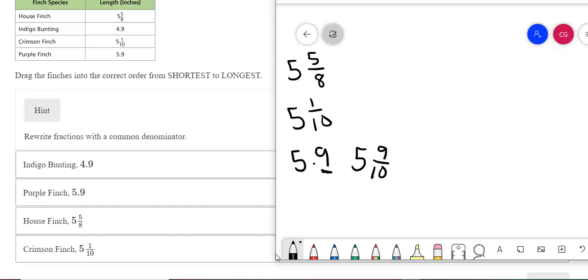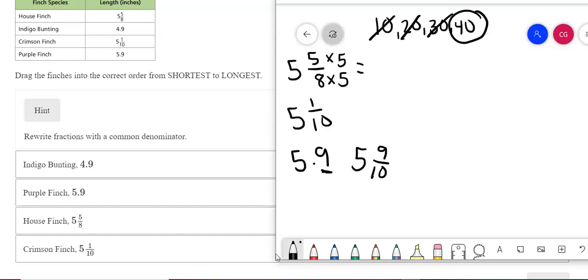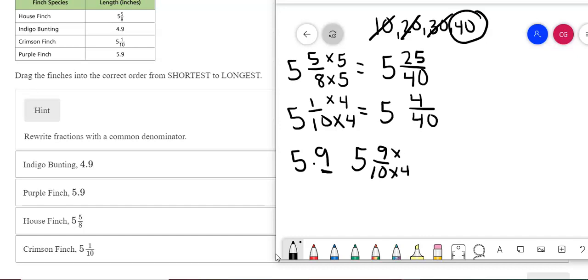Okay, let's find a common denominator. So I have 10, 20, 30, 40. 8 cannot go into 10, cannot go into 20, it cannot go into 30, but it can go into 40 five times. So I have 5 and 25 over 40. 10 times 4 will give us 40. So it would be 5 and 4/40. And again, we're going to multiply by 4. And we get 5 and 36 over 40.